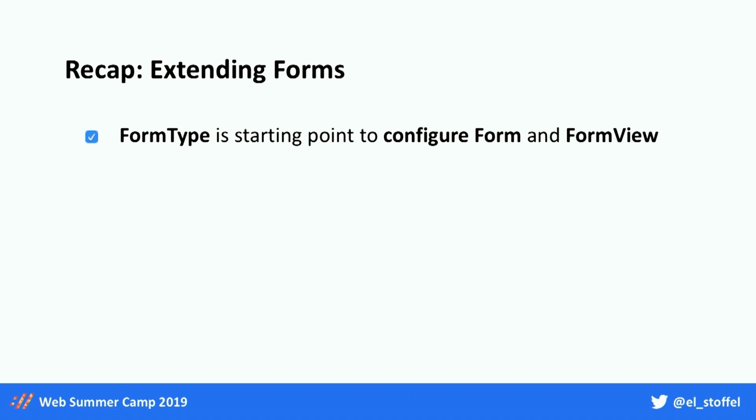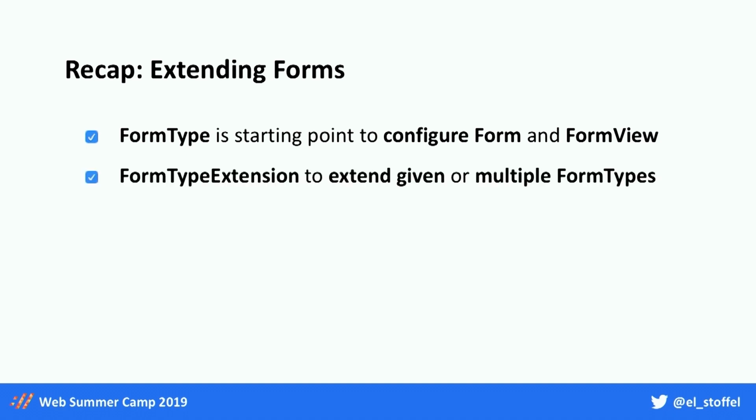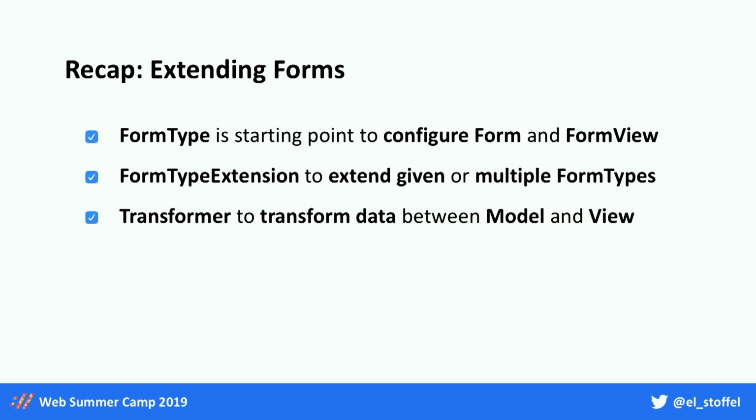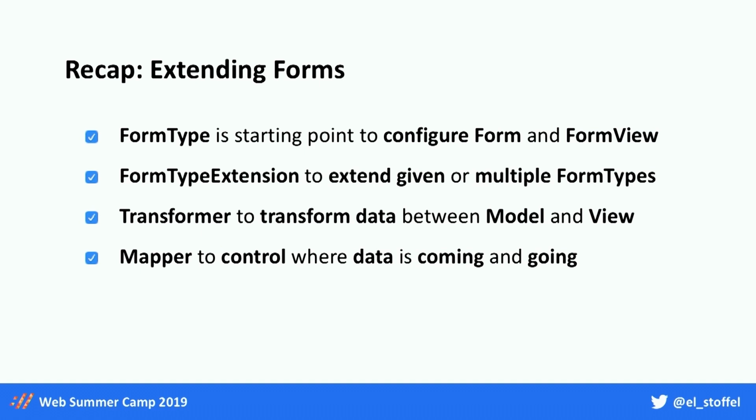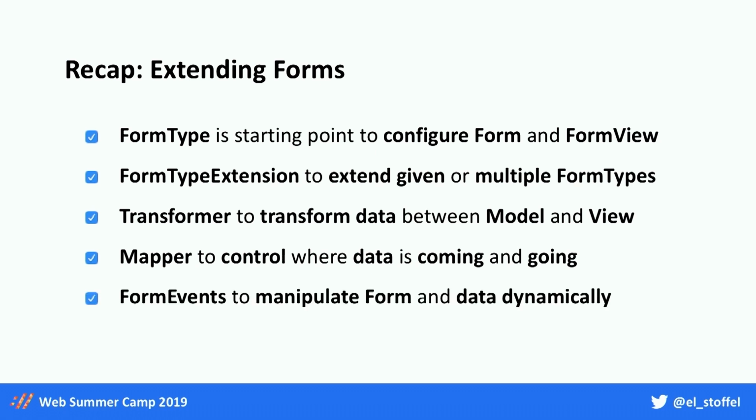Quick recap. The form type is always the starting point to configure form and the form view. The form type extension is an extension point to extend given, predefined, or multiple form types. The transformer transforms data representations from model to view. And the mapper controls where the data is coming and going from. Right? And we can use form events to manipulate form and data dynamically.